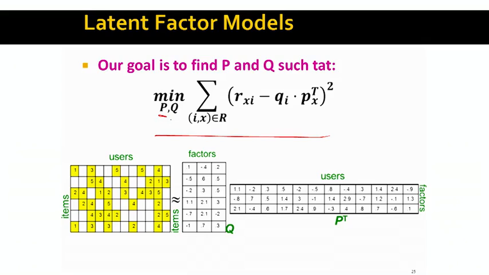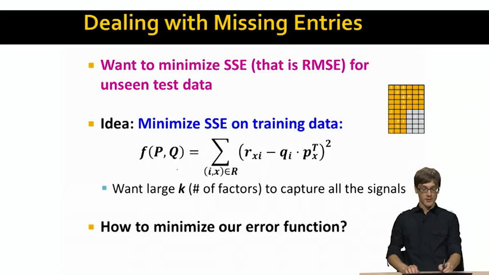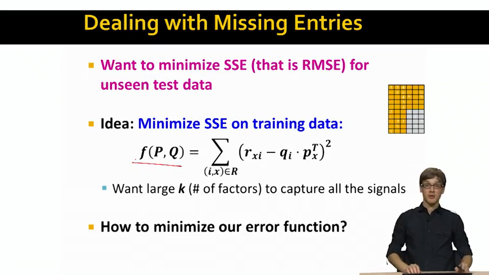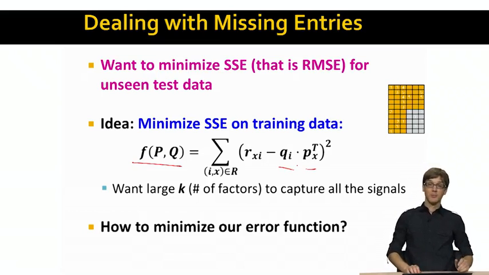We want to find P and Q in such a way that the predicted ratings are as close to true ratings as possible. Now, the idea is we want to minimize the sum of squared errors, which basically means we want to minimize the root mean square error for unknown, unseen data. Because we cannot do this, we will minimize the sum of squared errors on the training data. So I can think of this as having a function that depends on matrices P and Q, and I want to find those matrices such that the predicted ratings are as close to the true ones as possible.